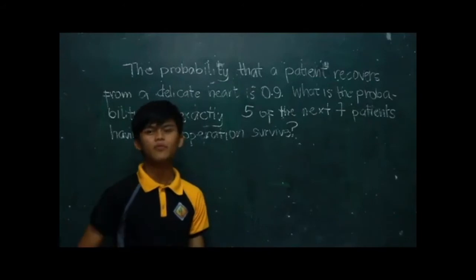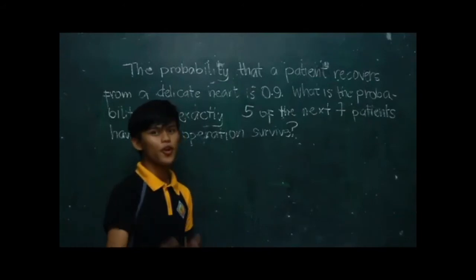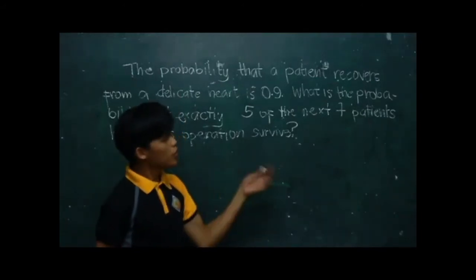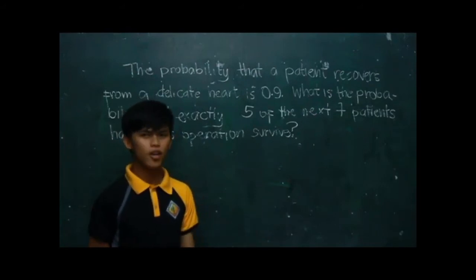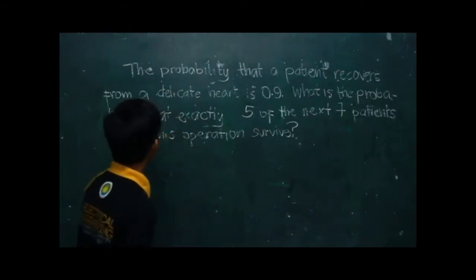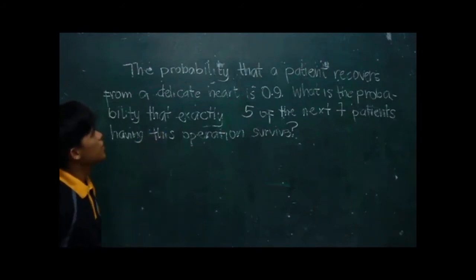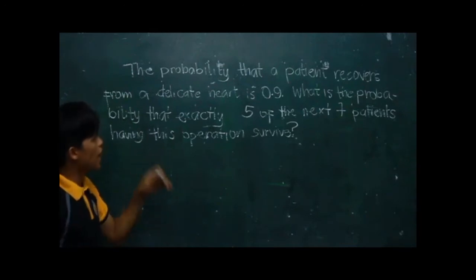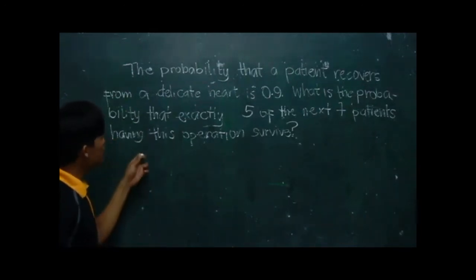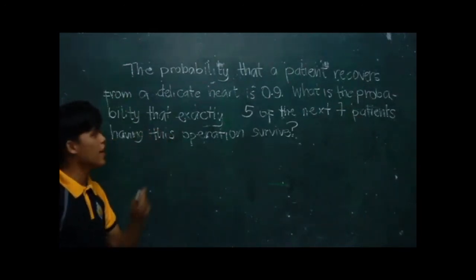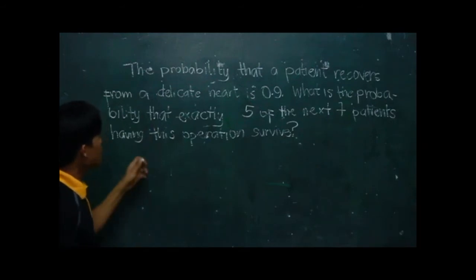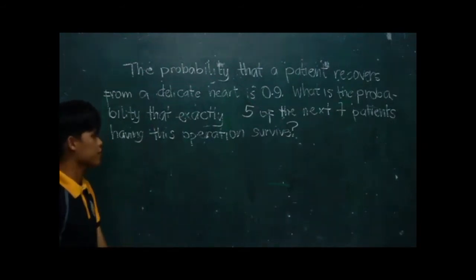Good evening, I am Jonas again, your reporter of today, and we will discuss another sample of binomial distribution. So our problem, here it is. The probability that a patient recovers from a delicate heart operation is 0.9. What is the probability that exactly 5 of the next 7 patients having this operation will survive?